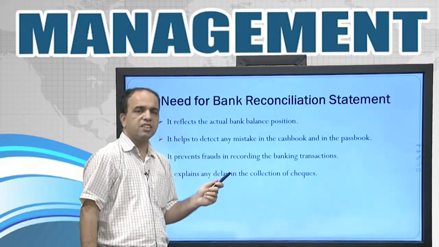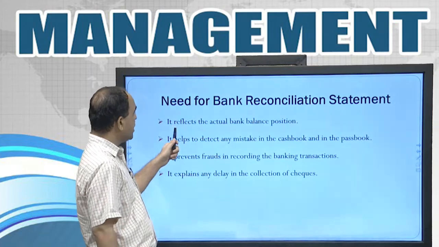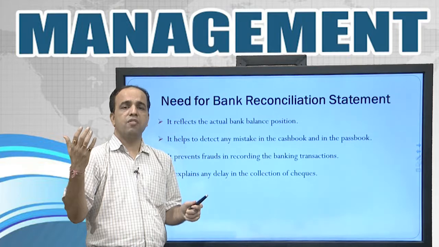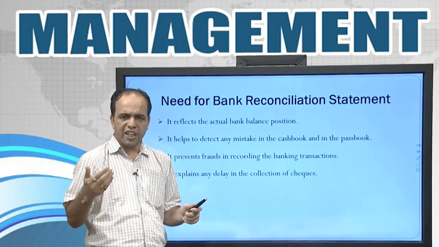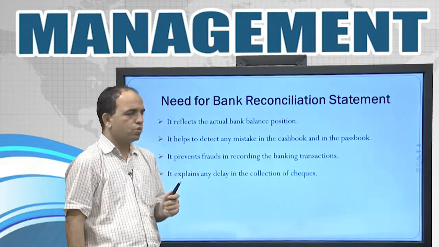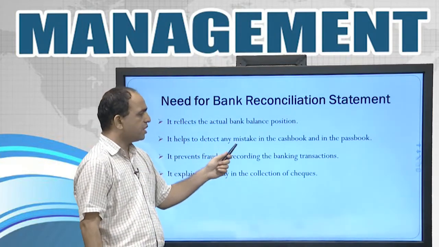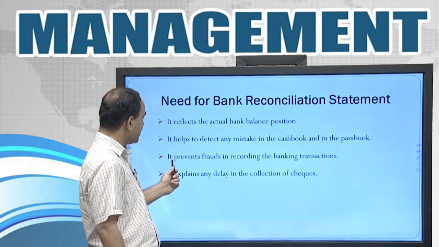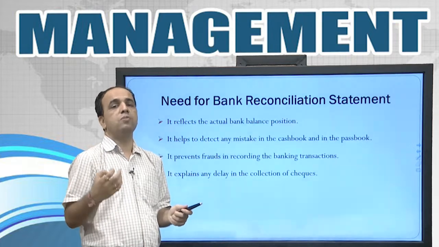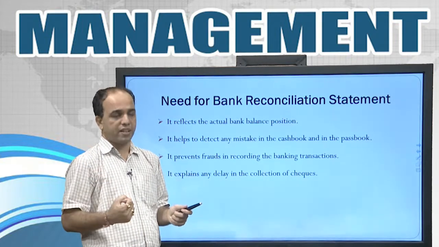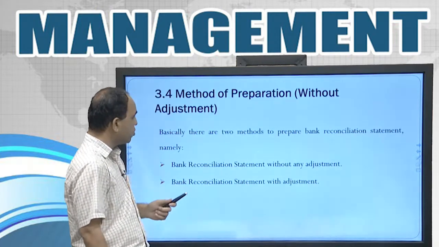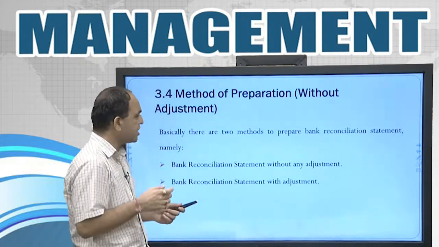Need for bank reconciliation statement you were taught in the last session. It reflects the actual bank balance position, because without actual bank balance we cannot issue a further check, we cannot do further transactions. So, that is why bank balance position is very important to know. It helps to detect any mistake, whether done by us or by the bank. It prevents fraud in the recording. As I said, in the era of cyber crime, one must be aware about the transactions happening in the bank. It explains any delay in the collection of checks. So, that also we can make out, what are the reasons behind the late collection.